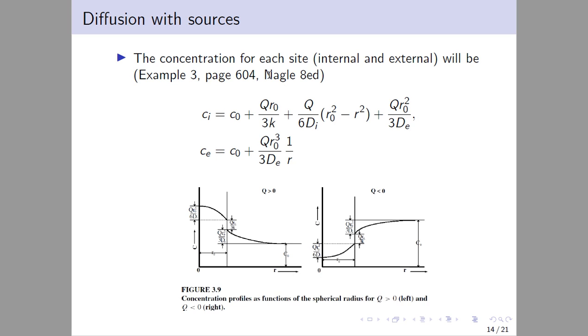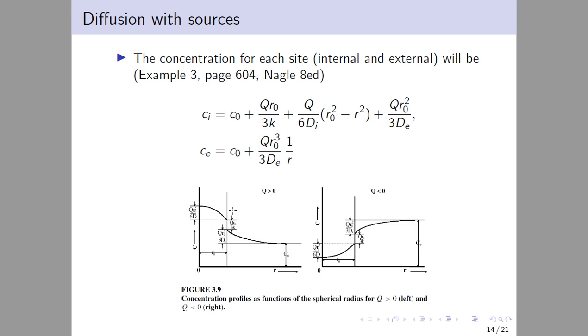So the concentration of each side, internal and external, again using example number 3, page 04, Nagel 8th edition. Using the initial value, we are going to get C internal and C external equal to this equation, or CA, CB. This is compartment A, this is compartment B. So we have this equation, and looking at this equation, putting it in R.